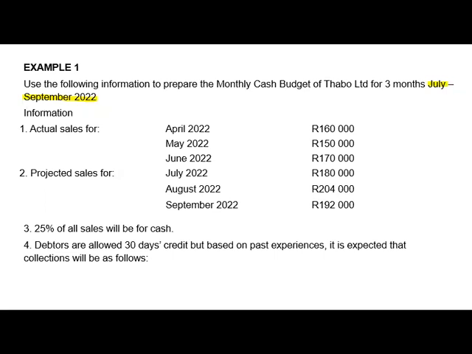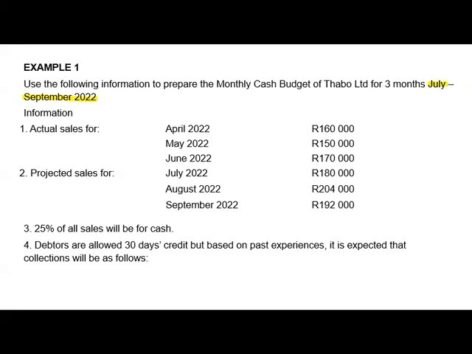So total sales for April will be 160,000. Total sales for May will be 150,000. Total sales for June will be 170,000. And for the budget period, because we are not there yet, we don't know how much to expect in terms of sales, we are going to use the estimated amount, which is based on historical information. For July, we made sales worth 180,000. August, we made sales worth 204,000. September, we made sales worth 192,000.